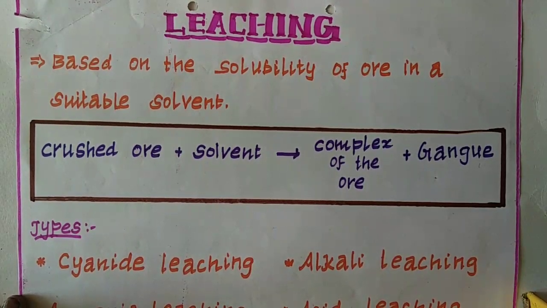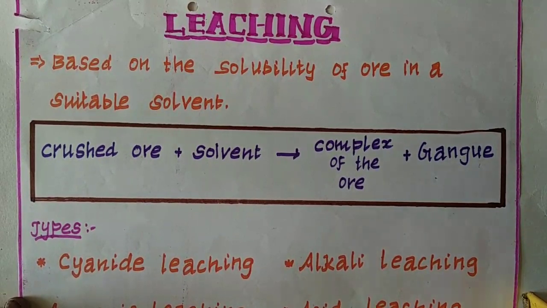Okay, students, now let us discuss the fourth method of concentration of ore, that is leaching. So this is the last method we are going to see in the concentration of ores. Okay, so it's a very easy technique. Here, what we are doing is, first the impure ore is dissolved in a suitable solvent. The solvent can be an acid, an alkali, ammonia, or cyanide.